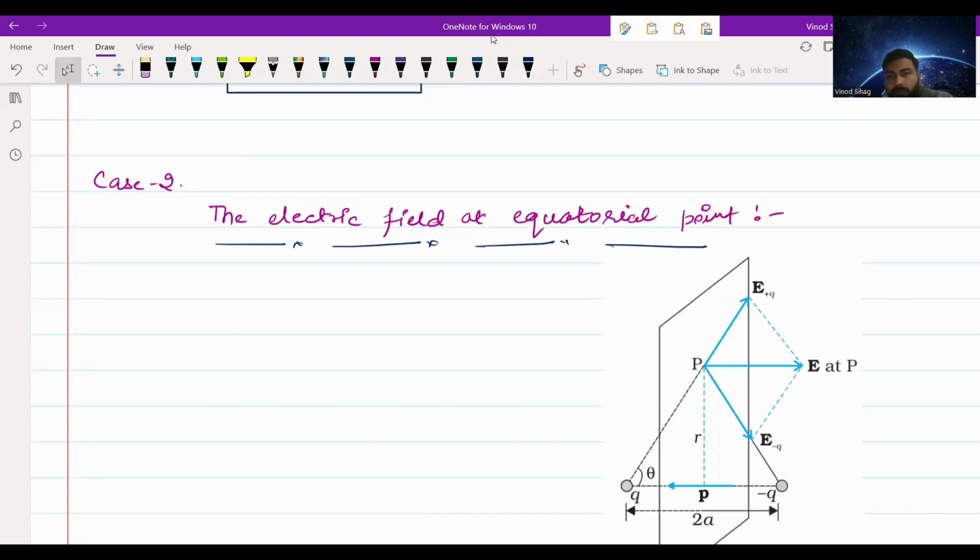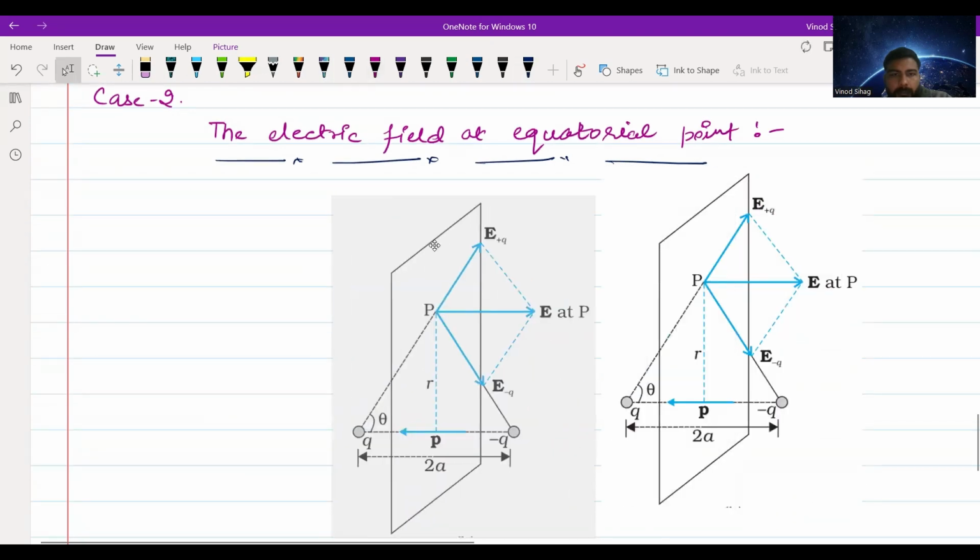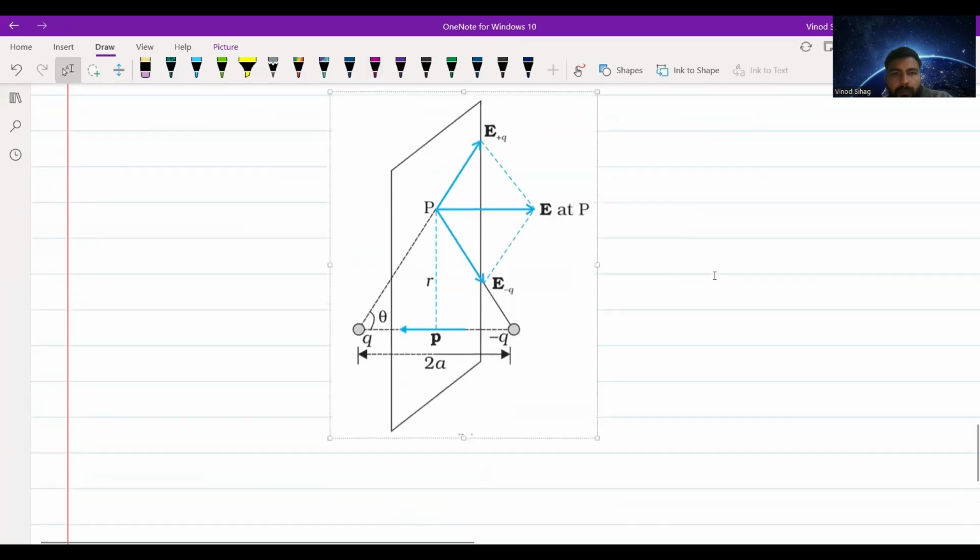Okay, so for the equatorial point case, we can see an electric dipole here in which two charges are placed, minus q and plus q, and there is a plane. This is the equatorial plane, and in it we have taken a point P. This is the point P at which we want to find the electric field.